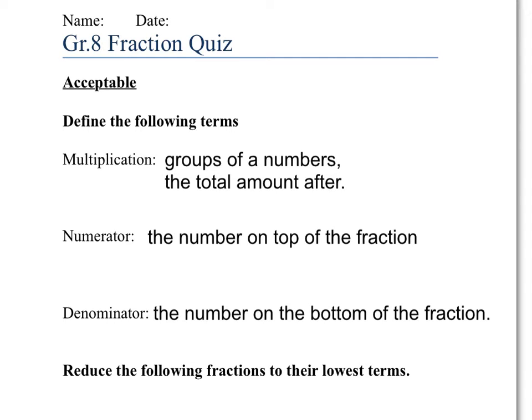So here we go. Multiplication is groups of a number, the total amount after. The numerator is the number on top of the fraction. The denominator is the number on the bottom of the fraction. No big surprises there.